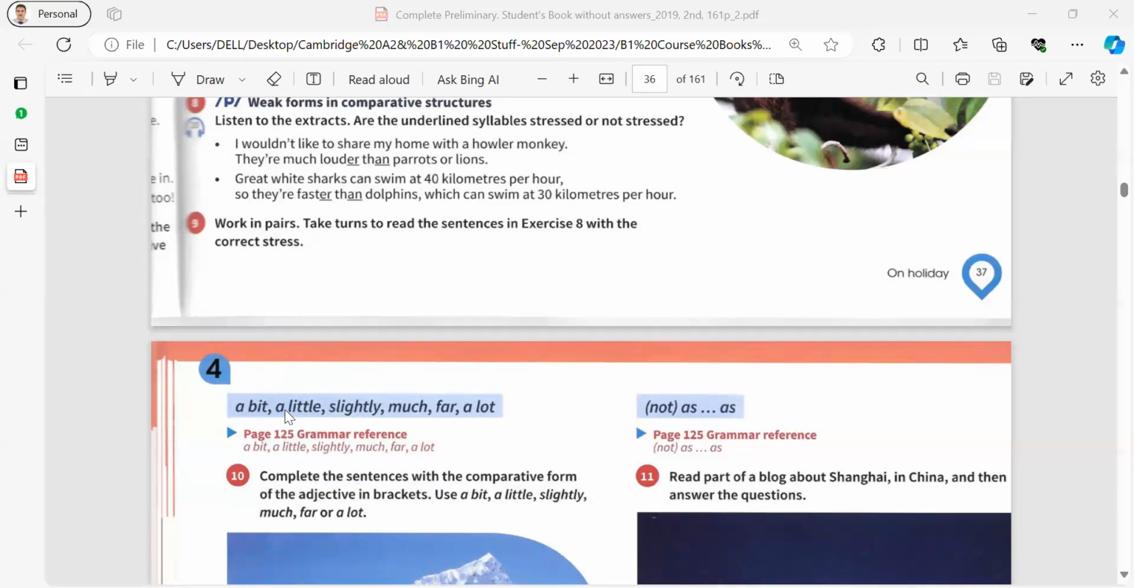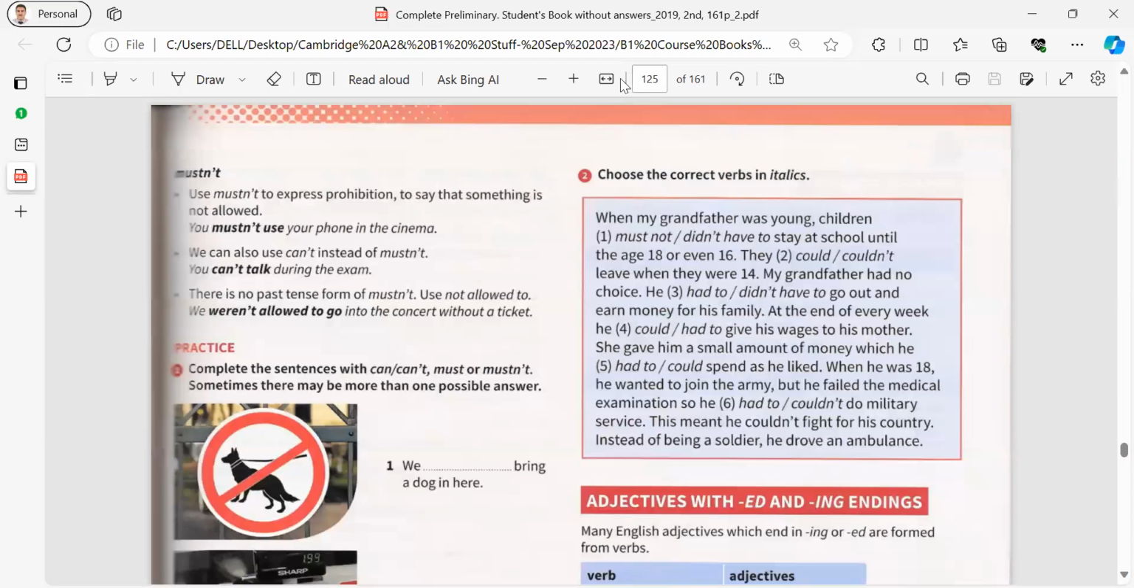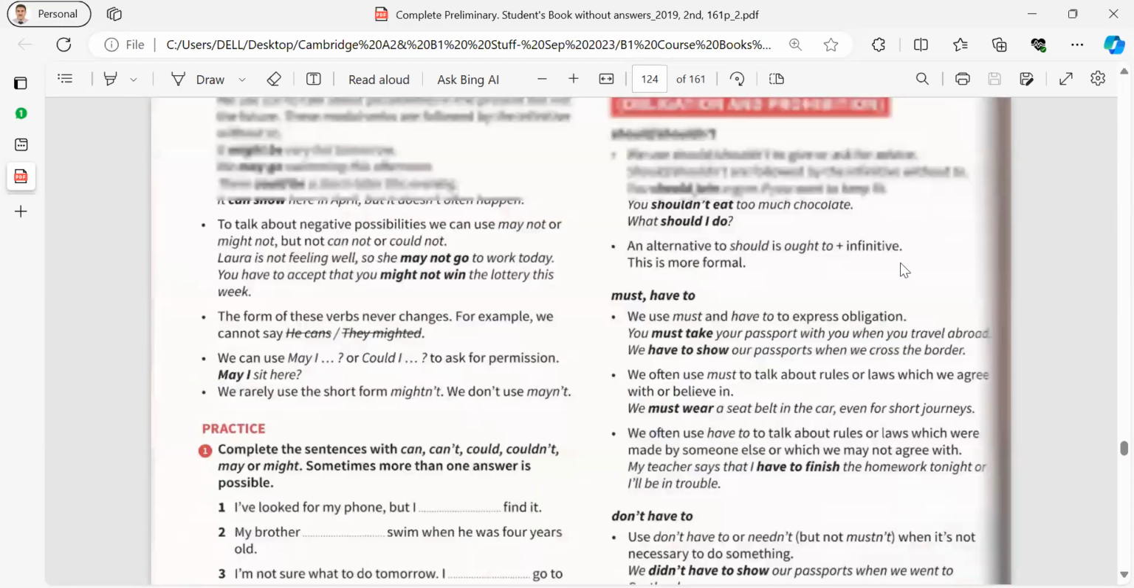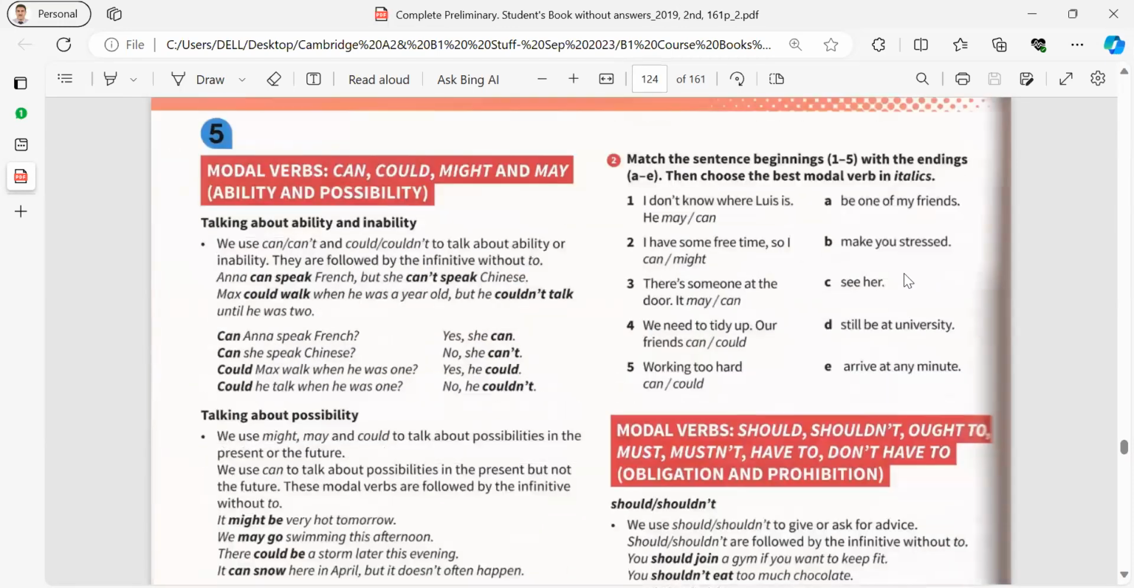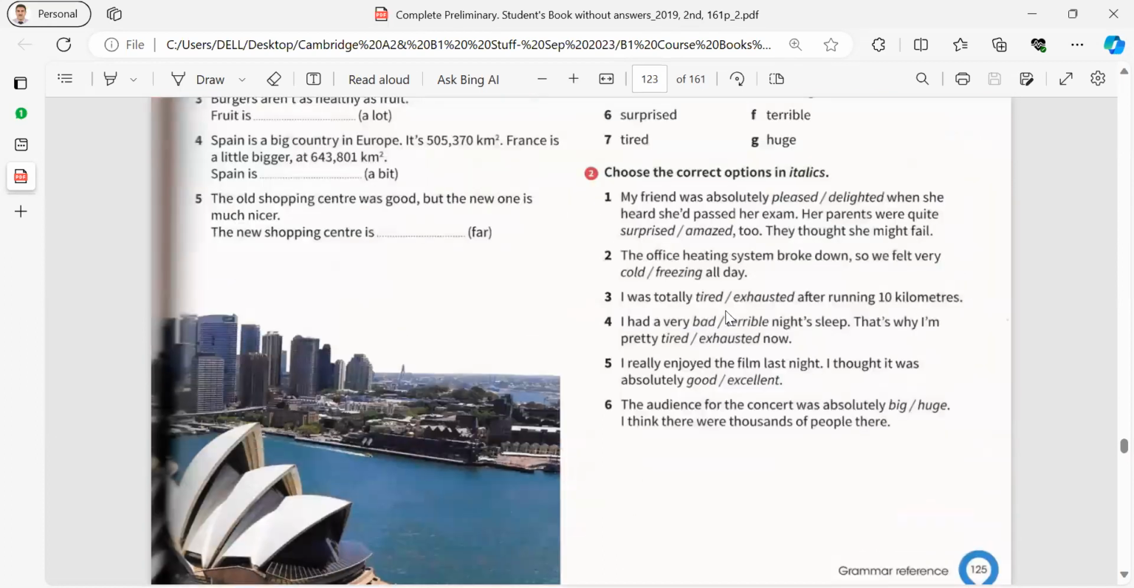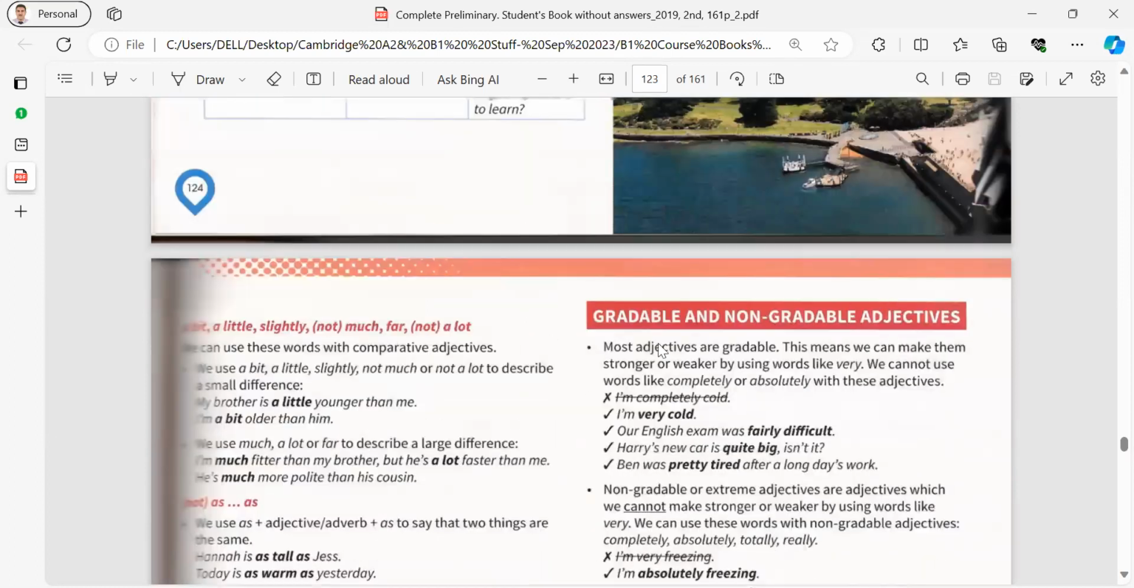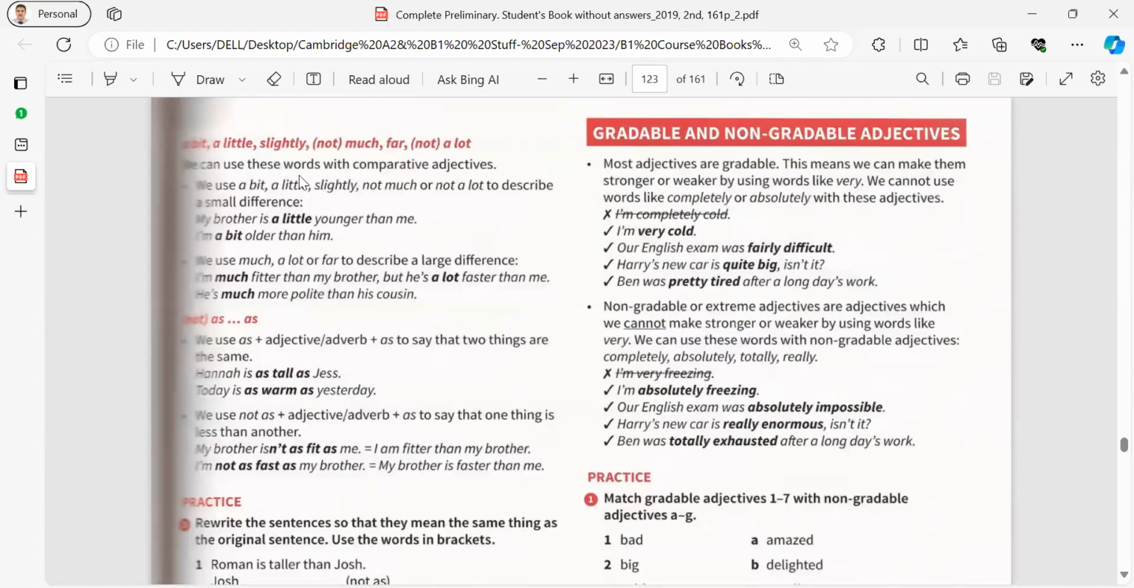Right, so now it's time to complete this lesson, how to use a bit, a little, slightly, much, far, a lot. So let's go to page 125. Please refer to your book. Okay. 125. Here. A bit, a little, slightly, not much, far, not a lot.